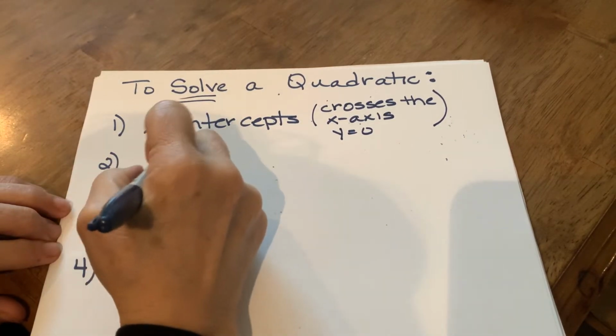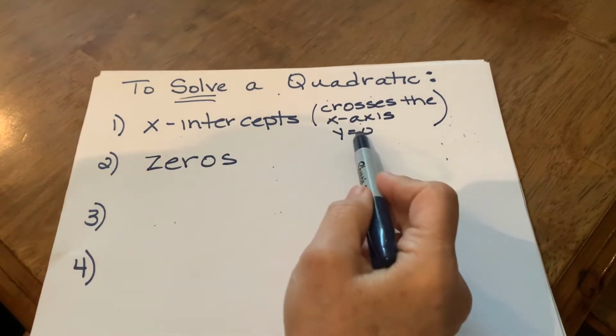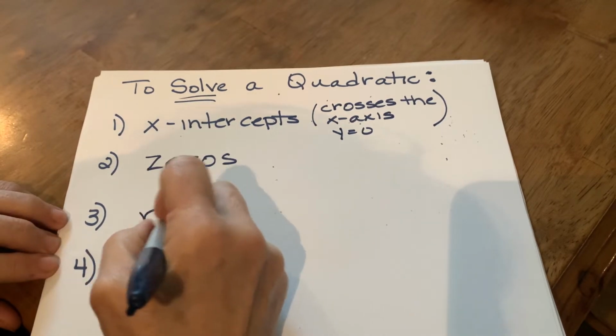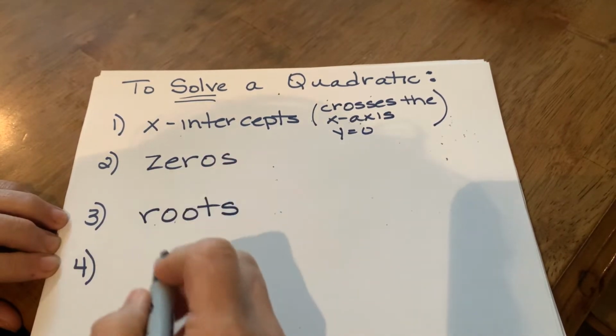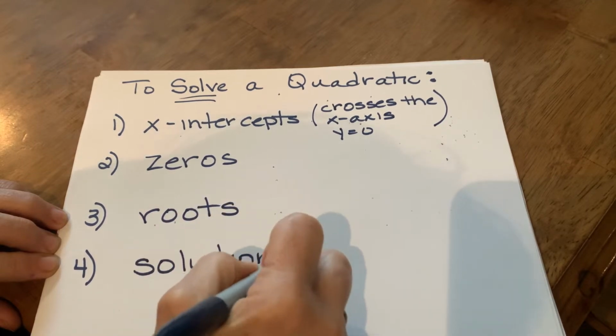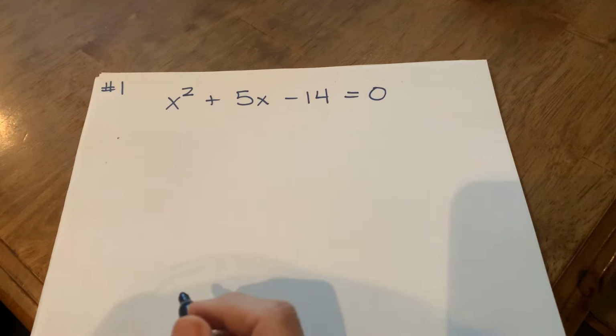These are also called the zeros of the function. If you think about it, the y value is 0, so these are called the zeros of the function. They're sometimes referred to as the roots, or we would often say we're finding the solutions. Now, keeping that in mind, I'm going to give you a couple equations that we're going to solve.